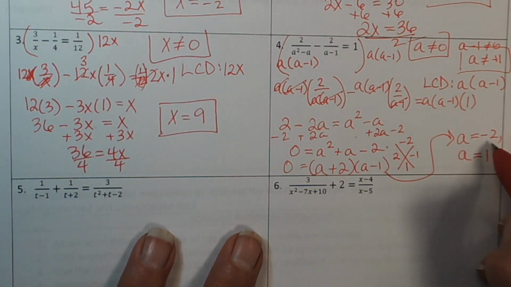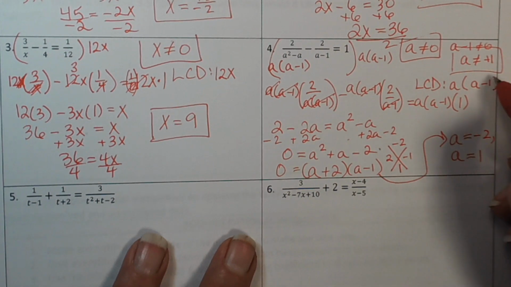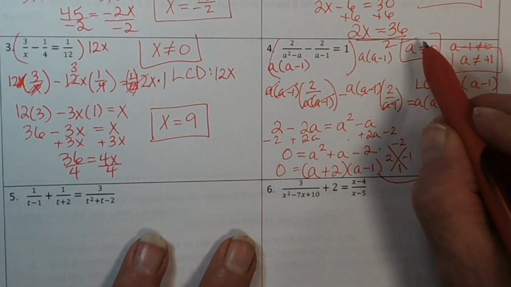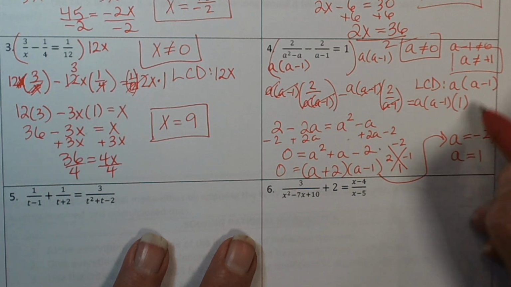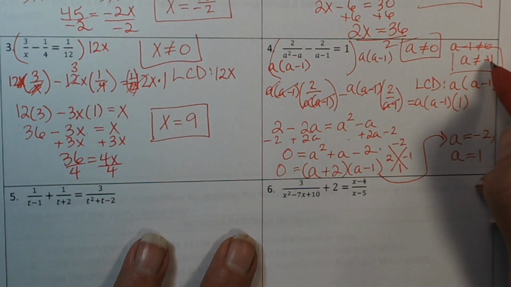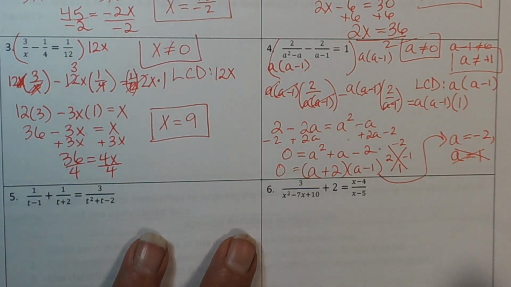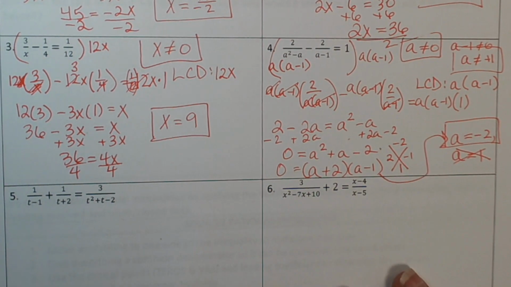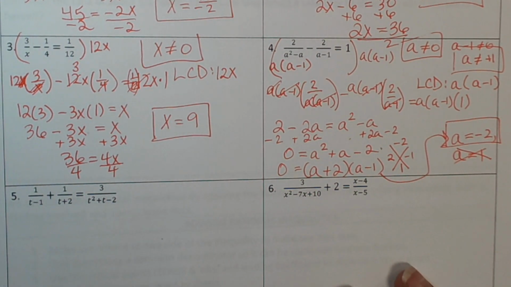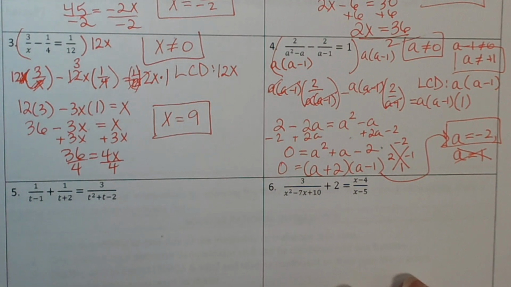Okay, so we check our solutions against our restrictions. My negative 2 does not conflict, but a is equal to 1 conflicts with a is not equal to 1. So that one cannot be a solution because it goes against one of my restrictions. So my only answer here is a is equal to negative 2.